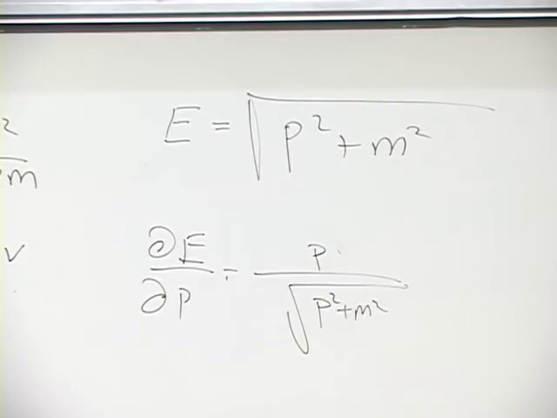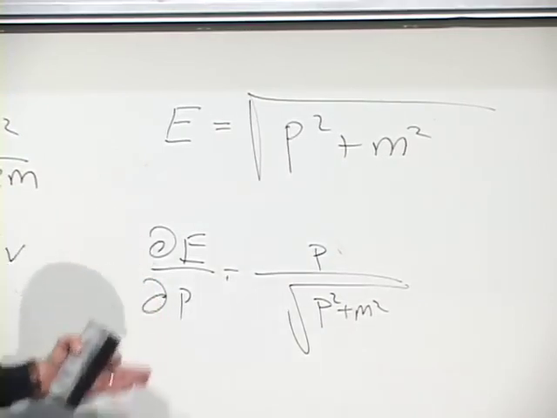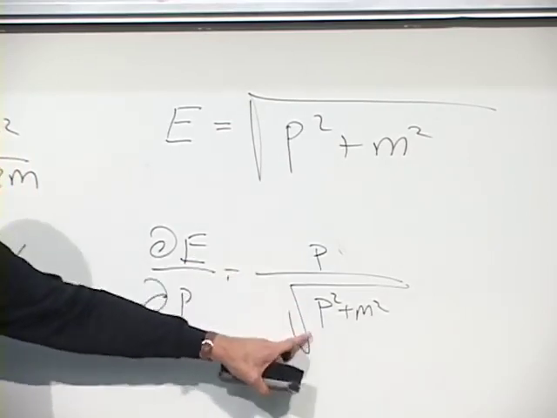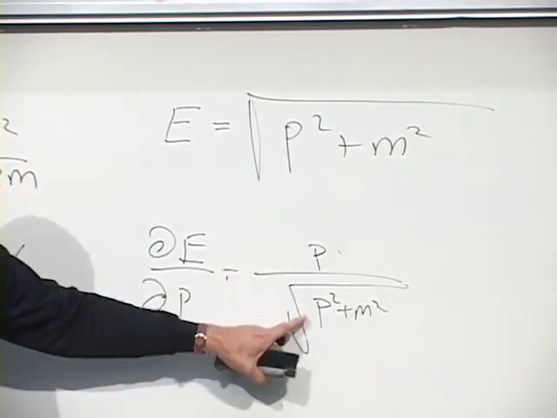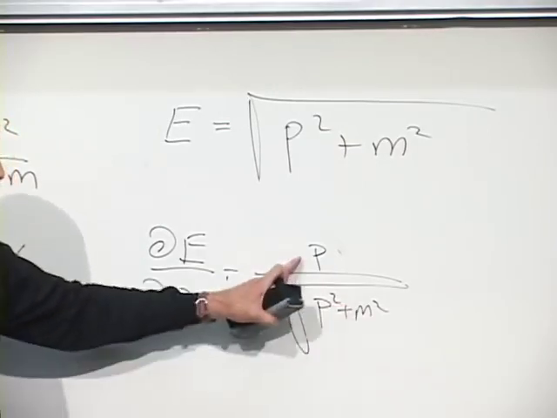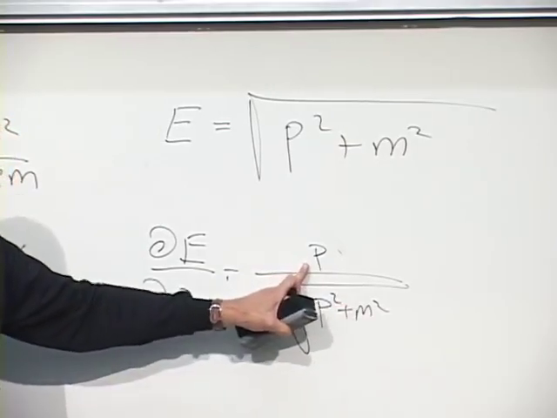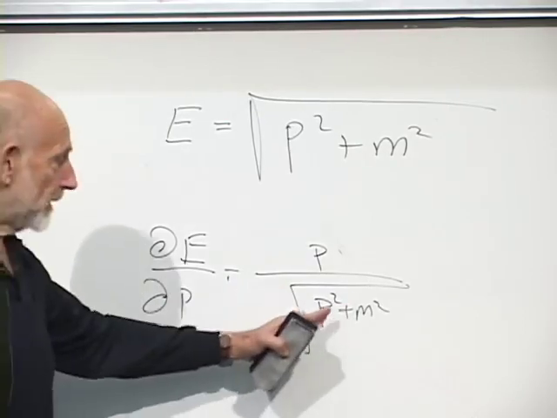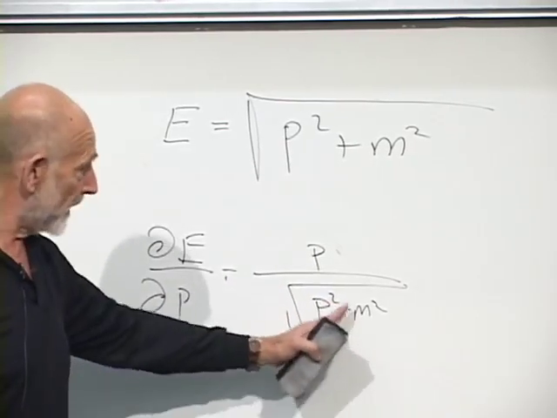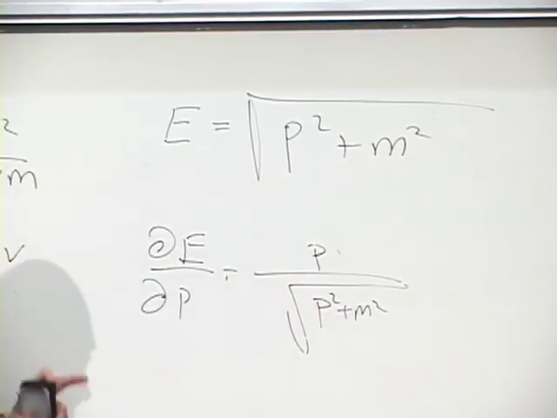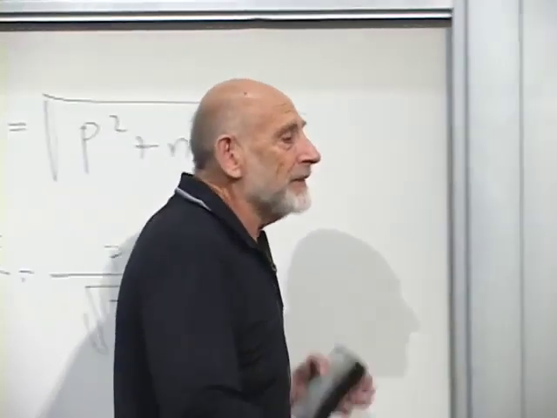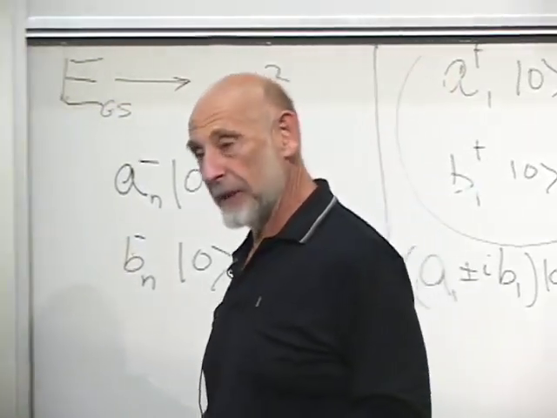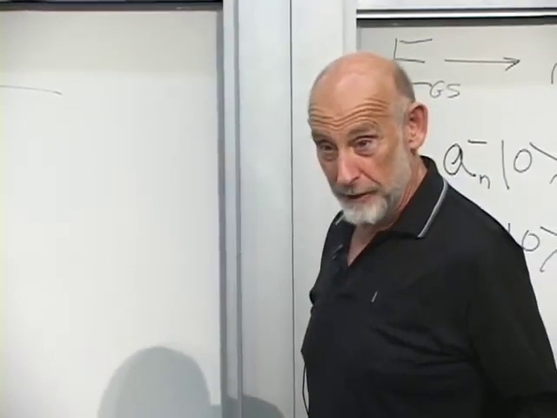I'm not going to try to convince you that this is the velocity of a relativistic particle, but it does have one property. Notice that it's less than 1. The square root of P squared plus m squared is bigger than the square root of just P squared. So P divided by this is always less than 1. That's another way of seeing that relativistic particles always move with speed less than the speed of light.